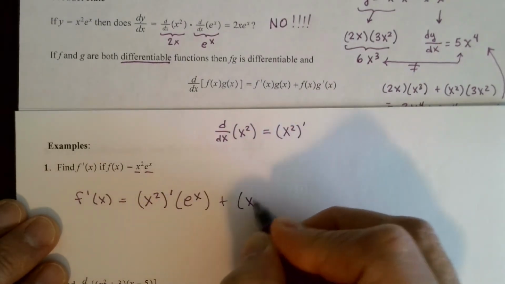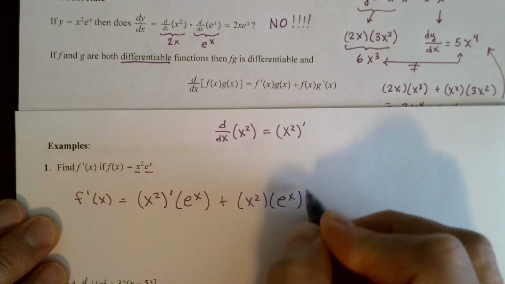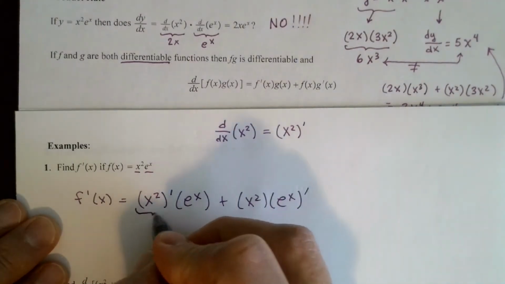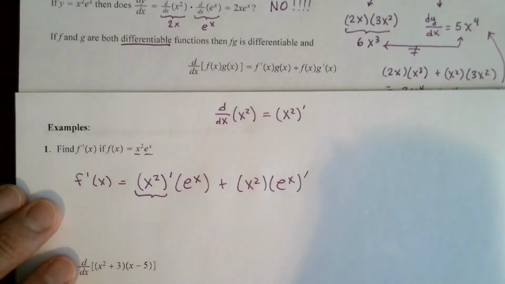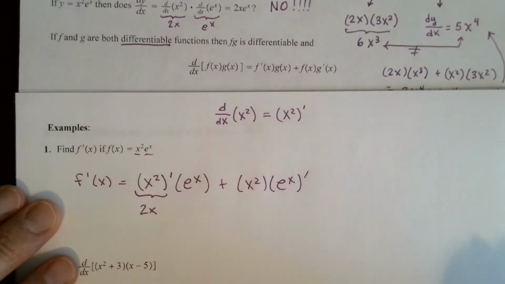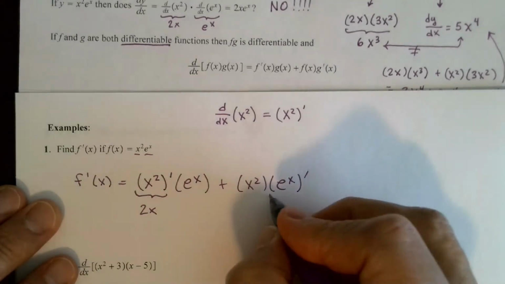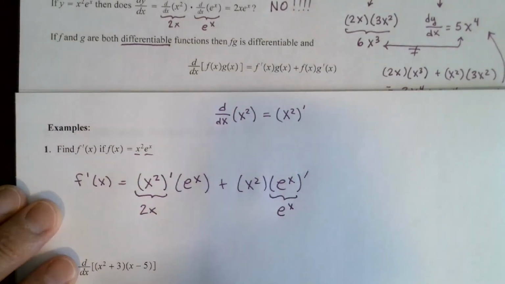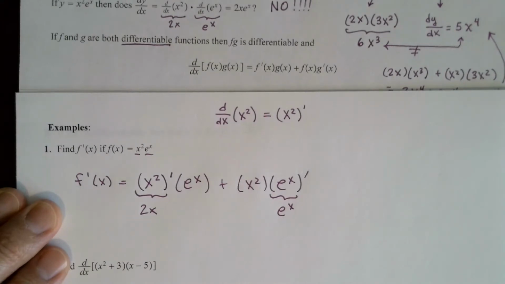Plus x squared times e to the x, take the derivative of that. What's the derivative of x squared? That's easy, that's the power rule. Bring the 2 down, subtract 1, I get 2 times x to the first power, or 2x. Derivative of e to the x we know is just e to the x. We proved that rule last time.